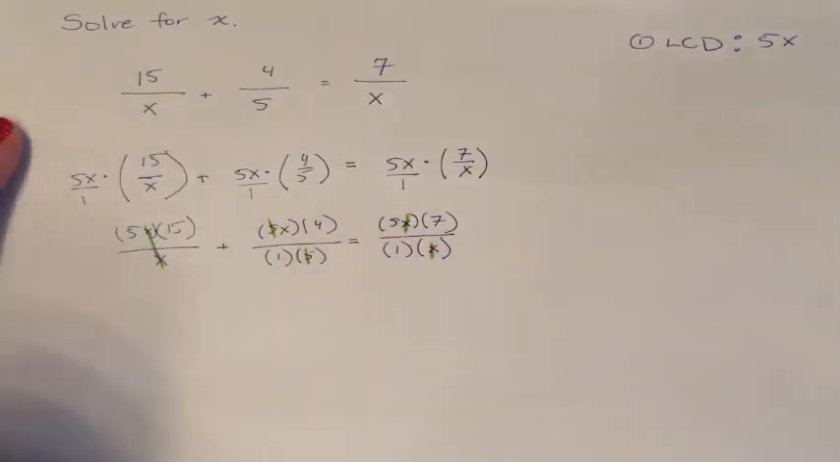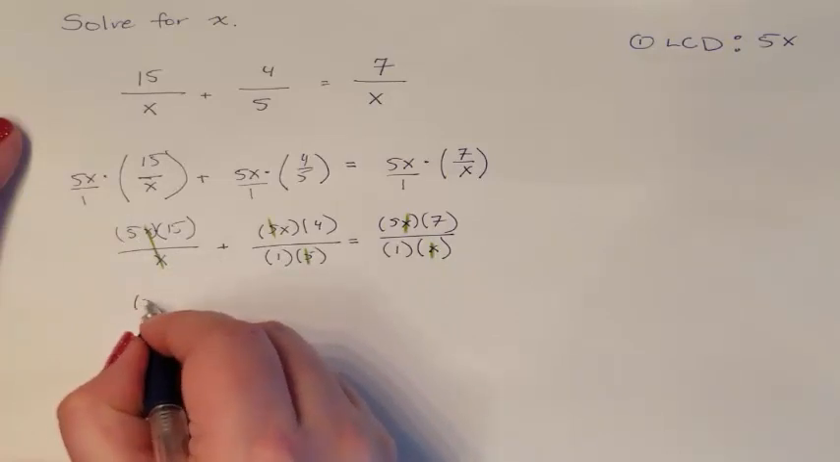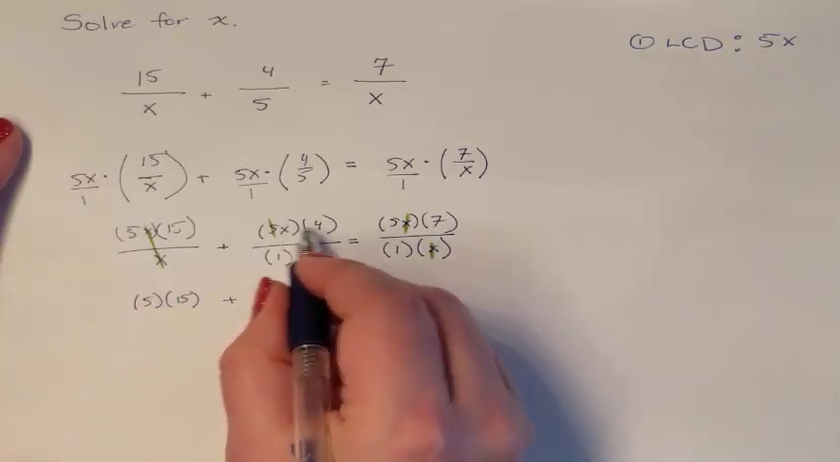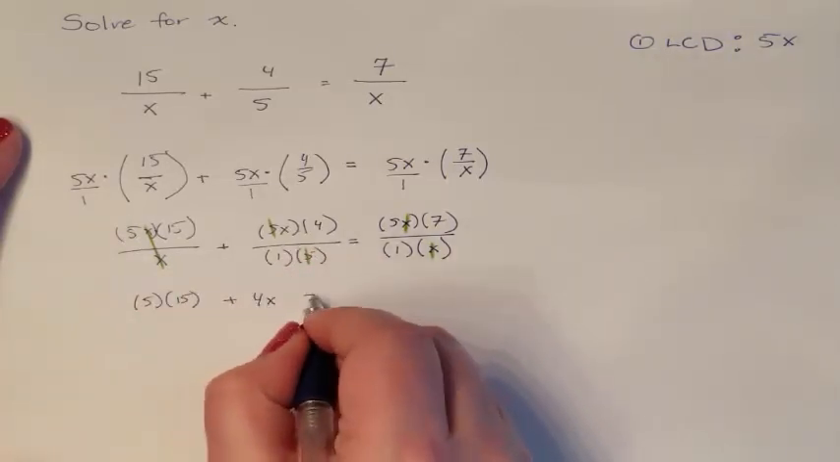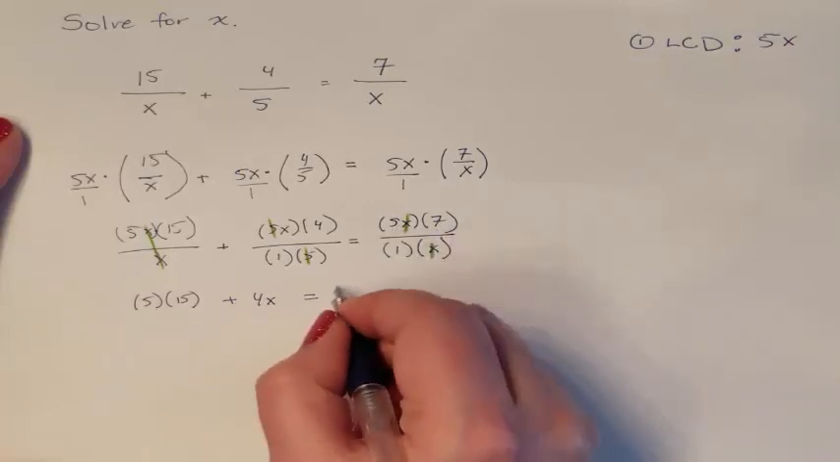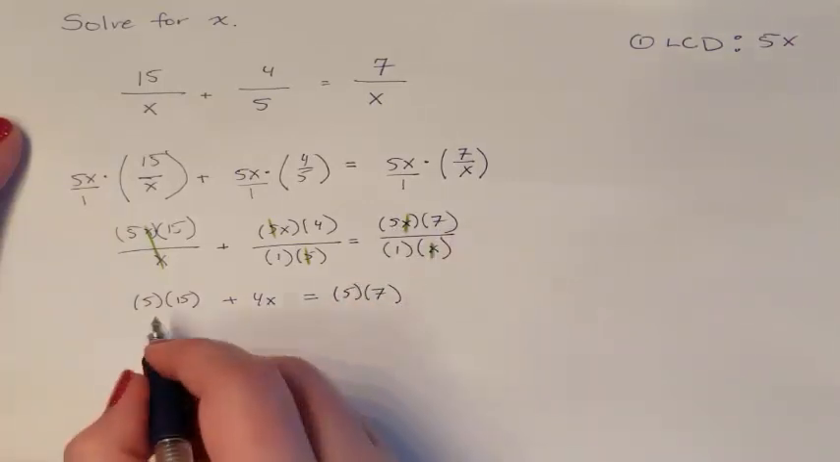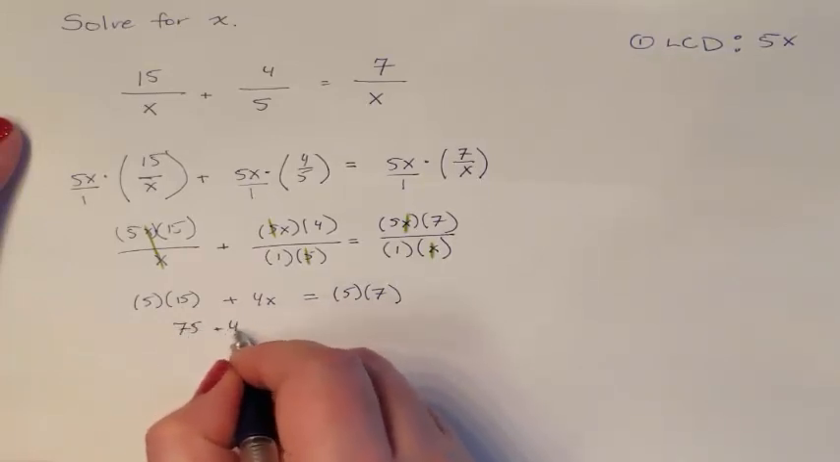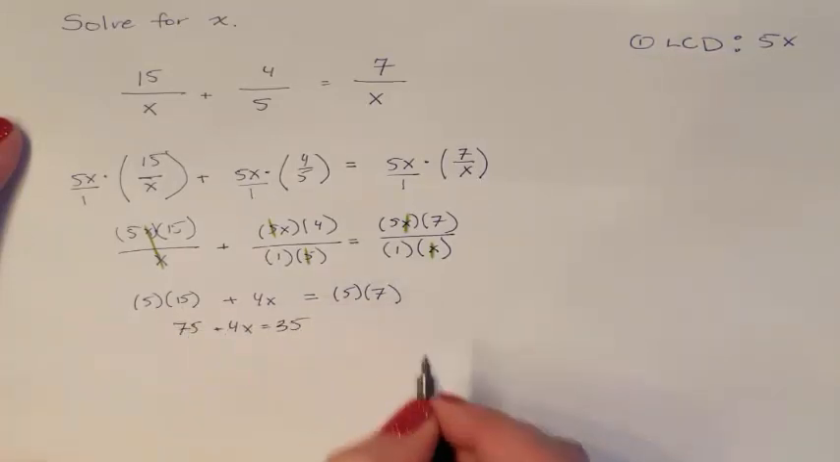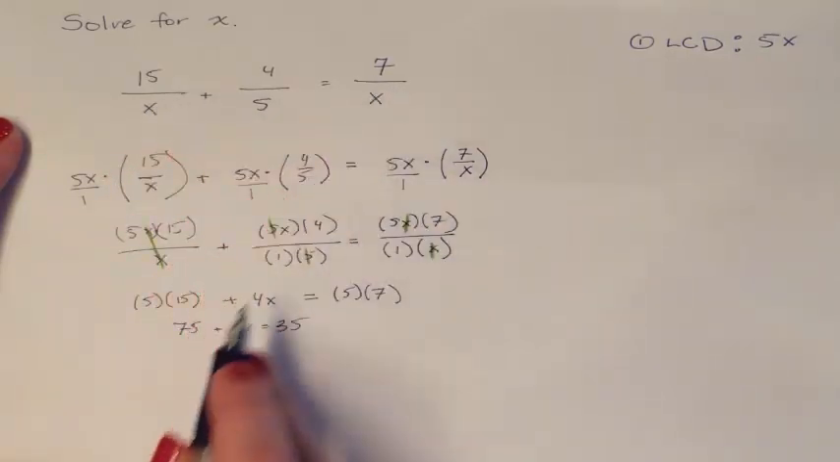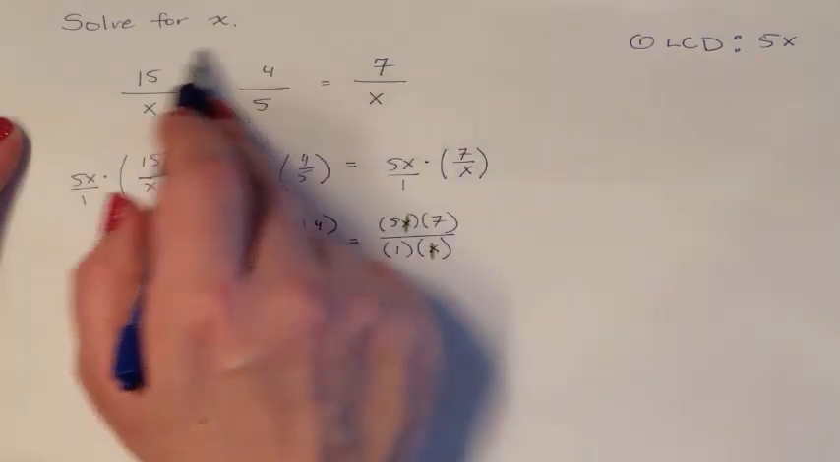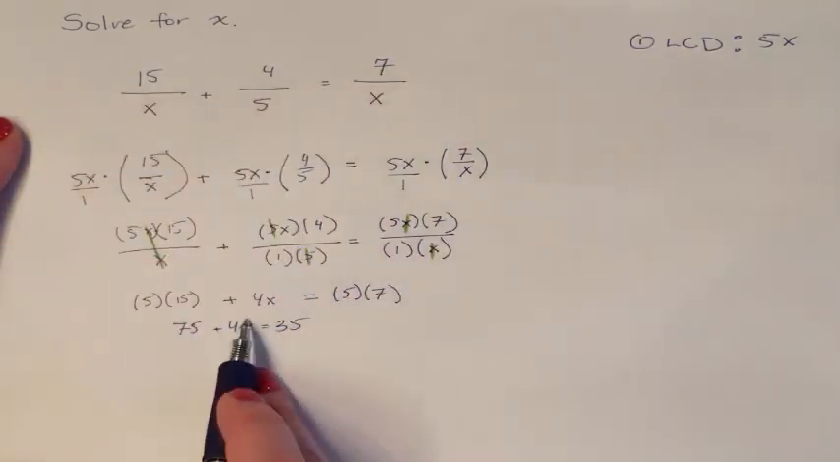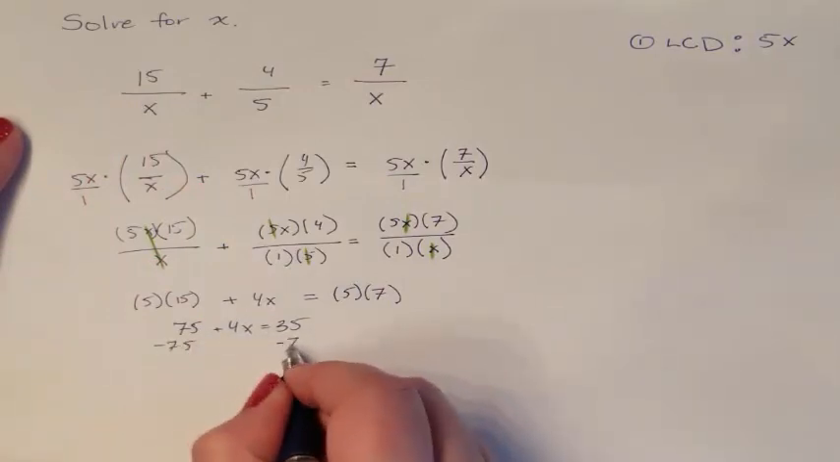So what do I actually have? I have 5 times 15 plus I have 4x equaling I have 5 times 7. So what do I actually have? 5 times 15, I have 75 plus 4x equaling a 35. It's the same problem. We just have the fraction version or the non-fraction version. Now solve for x.